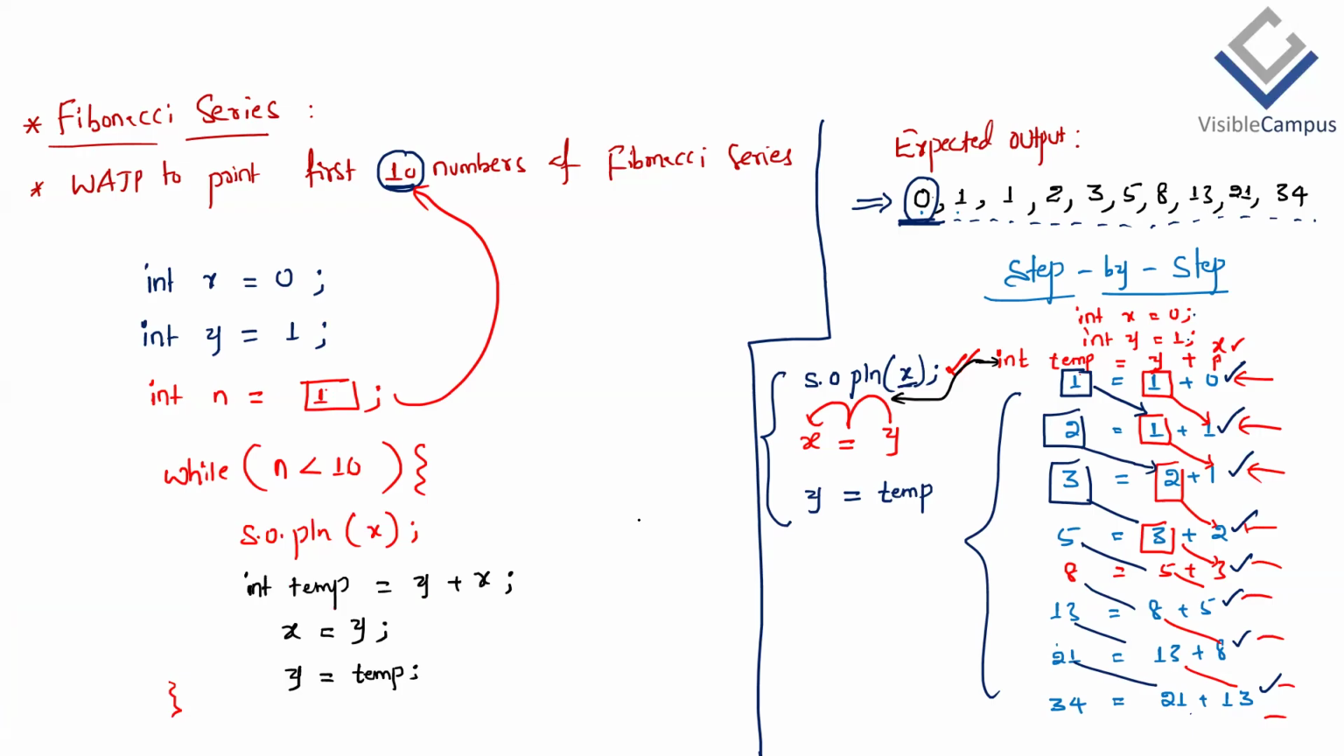Then we may have a doubt whether this will print up to 34, or whether it will print the next number as 55, or whether it stops at 21 only. I have a doubt. Then what to do?